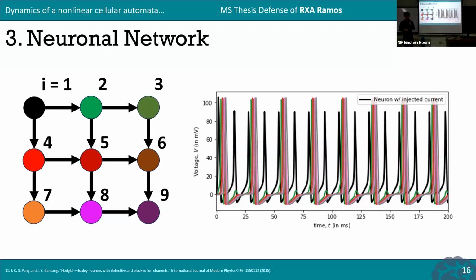However, when we want to upscale our network, say to 1,000,000 neurons, we have to solve 4 million ODEs that are coupled with each other just to investigate the dynamics of that neuronal network. And that takes time and even greater computational resources.